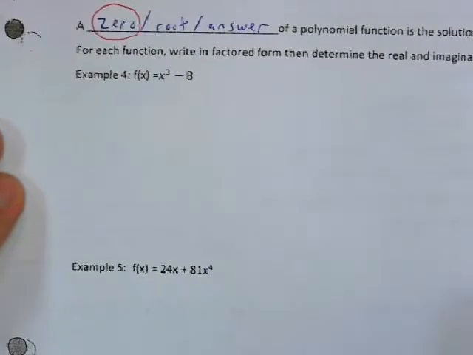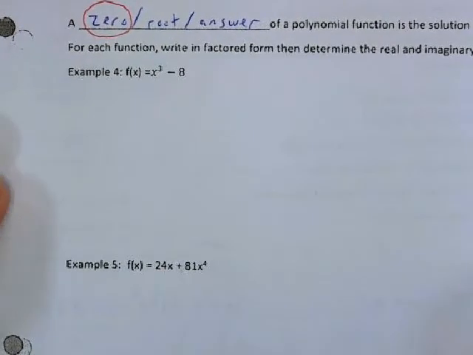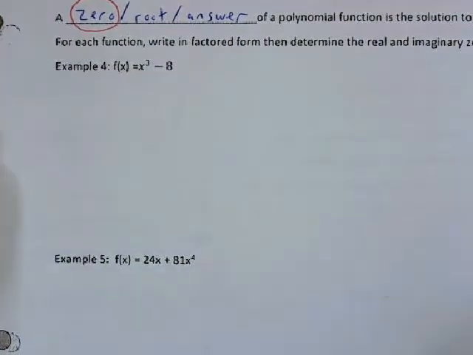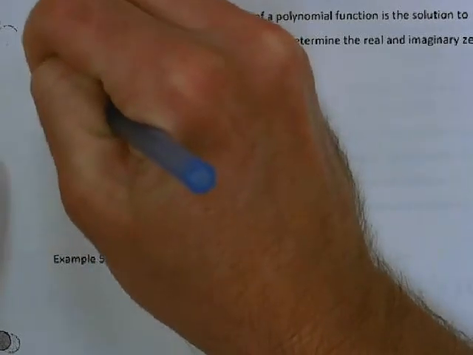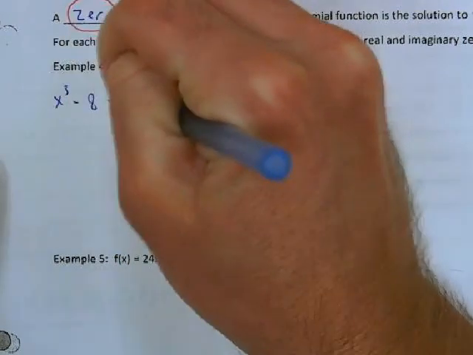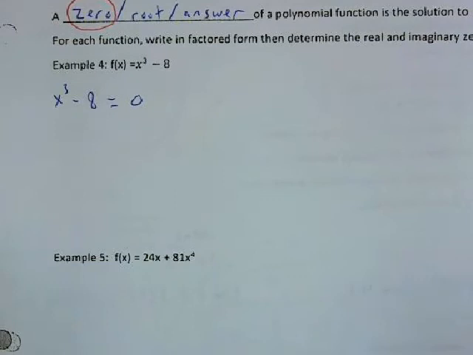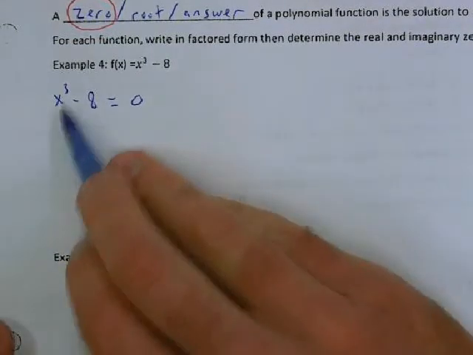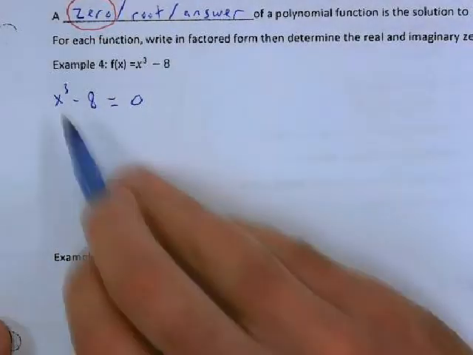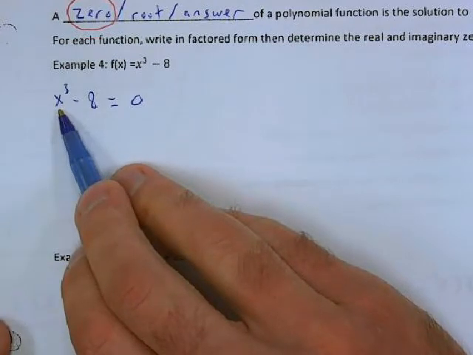All right, so example 4, our function is x cubed minus 8. Okay, well, we basically want to set that equal to 0 and then solve. So if we have x cubed minus 8 equals 0, how can we solve that thing? Now sometimes you might be able to think of the answer, what cubed minus 8 is 0? Well, I know one of my answers is going to be 2, okay?